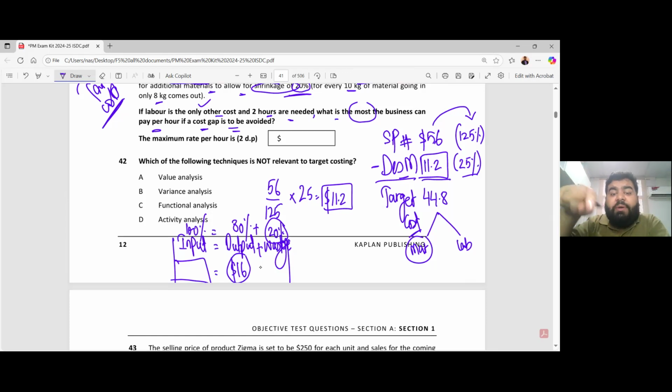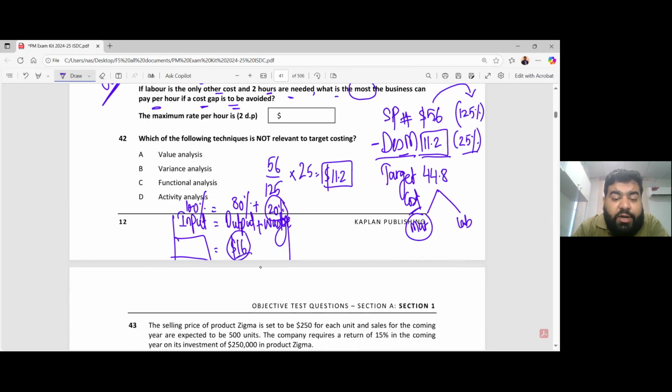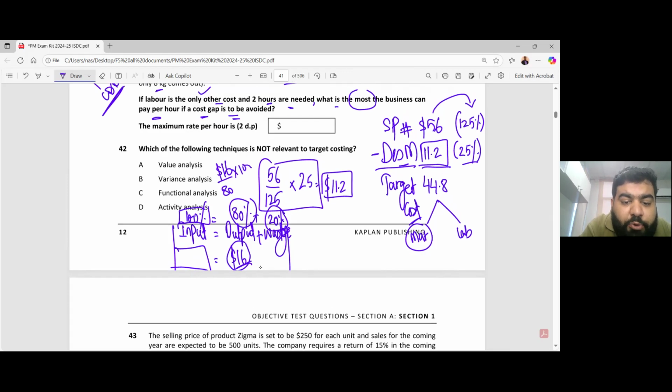Out of that, 20% is the wastage. So $16 represents 80%. We want the input: how much value of material was used as an input? After that, 20% shrunk and we get $16 material. Let's continue. We'll do $16 divided by its own percentage, 80. Same percentage formula we have done here. Multiply by 100 to calculate the input value, so it will be $20.